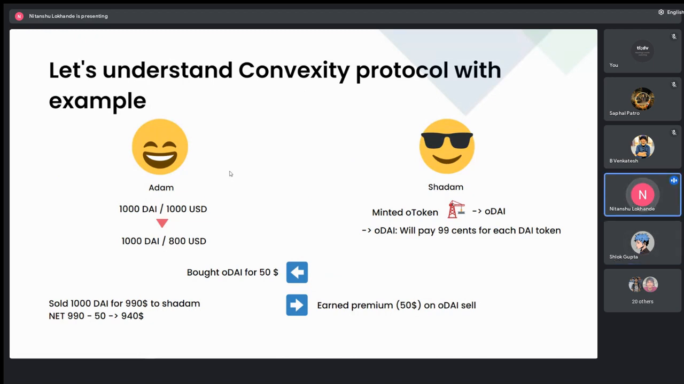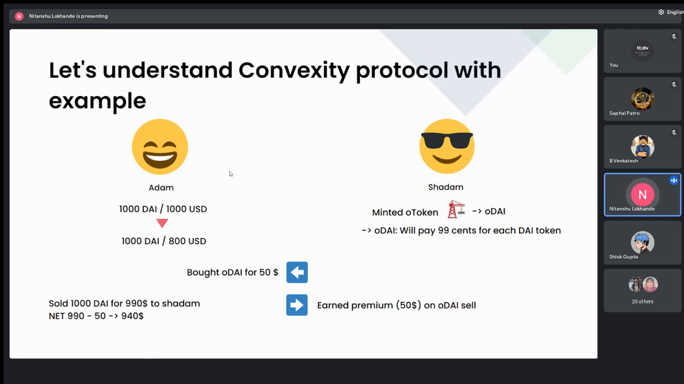Suppose we have two users, Adam and Shadam. I kept their names funny, intentionally. Adam has around 1,000 DAI, currently worth 1,000 USD, but he is predicting that the 1,000 DAI will go down to 800 USD. On the other hand, Shadam has minted an O token known as ODAI, which promises that it will pay 99 cents for each DAI token.